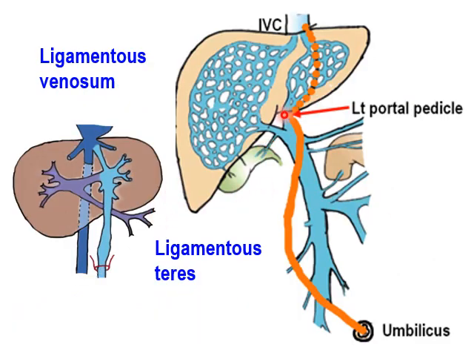Here we see the ligamentum venosum connecting the left portal pedicle or left portal vein to the inferior vena cava, and the ligamentum teres from the left portal pedicle, left portal vein, attaching to the umbilicus. The ligamentum teres is the obliterated left para-umbilical vein. The ligamentum venosum is the obliterated ductus venosus.